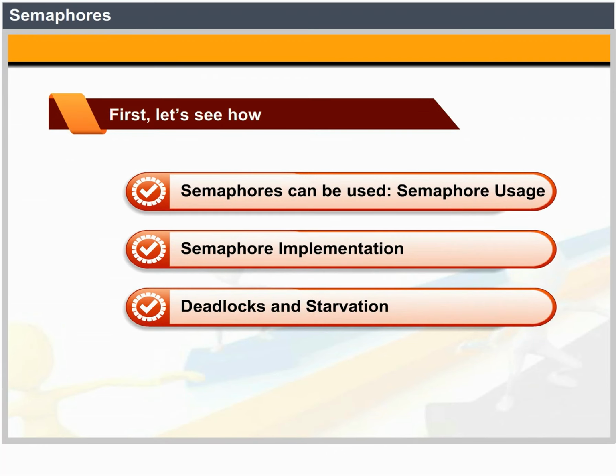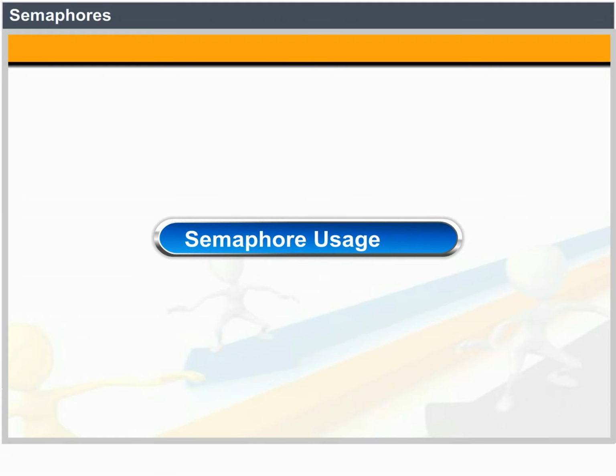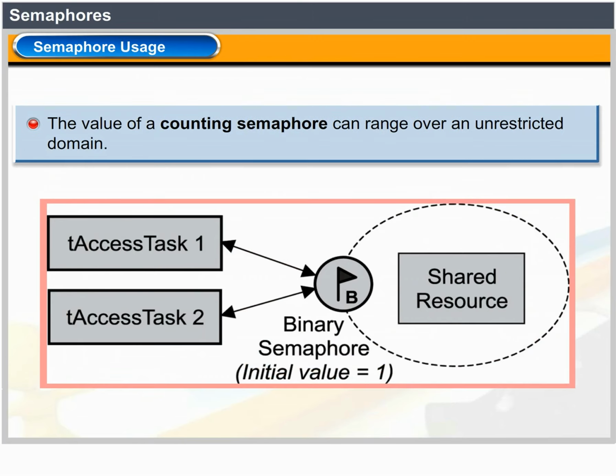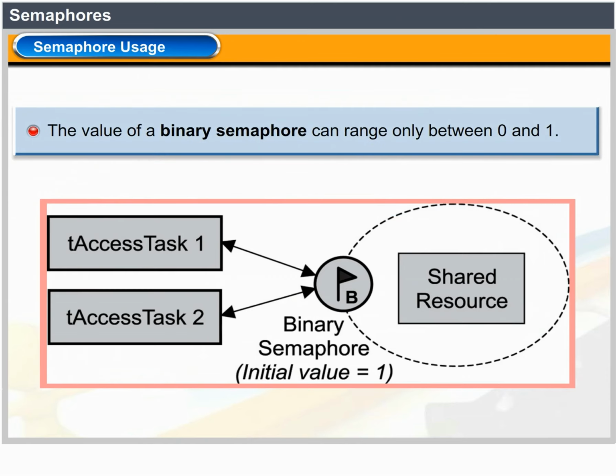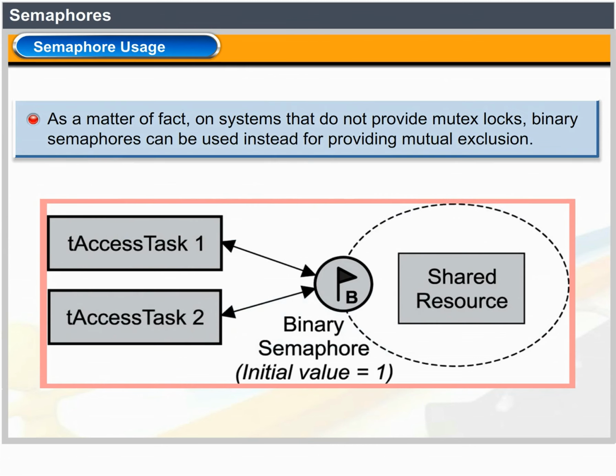Semaphore Usage. Operating systems often distinguish between counting and binary semaphores. The value of a counting semaphore can range over an unrestricted domain. The value of a binary semaphore can range only between 0 and 1. Thus, binary semaphores behave similarly to mutex locks. In fact, on systems that do not provide mutex locks, binary semaphores can be used instead for providing mutual exclusion.